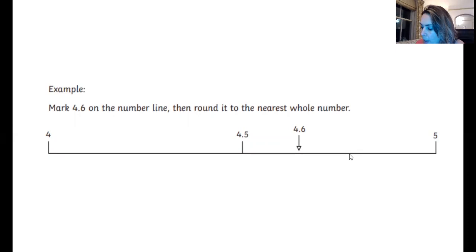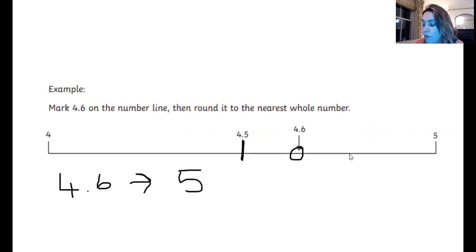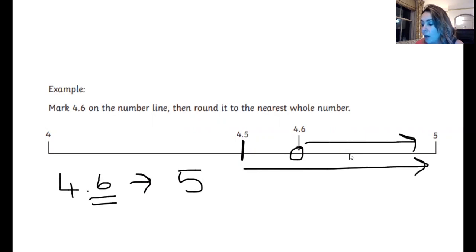So we've got a number line. We know that 4.6 comes somewhere between the whole number 4 and 5. We've got 4.5 marked in the middle because we know that number comes in the middle, and 4.6 comes just after that. So we know that 4.6 rounded to the nearest number is rounded to 5, because we know that 6 means we're rounding up, and you can see from this number line that 4.6 is definitely closer to 5 than it is to 4.